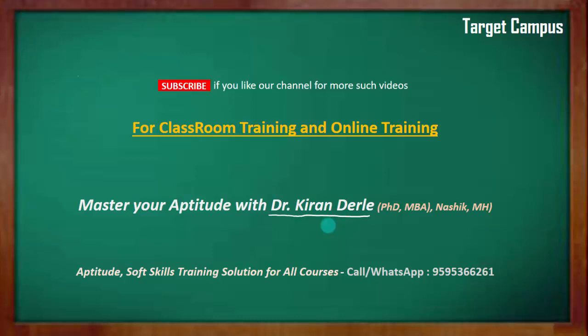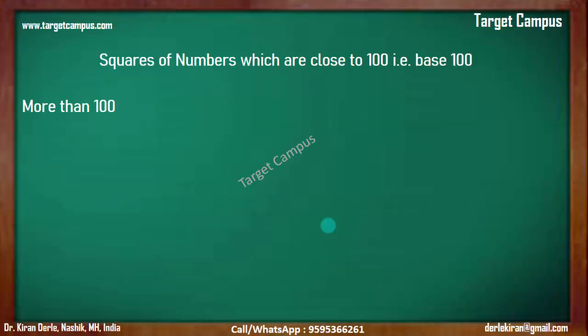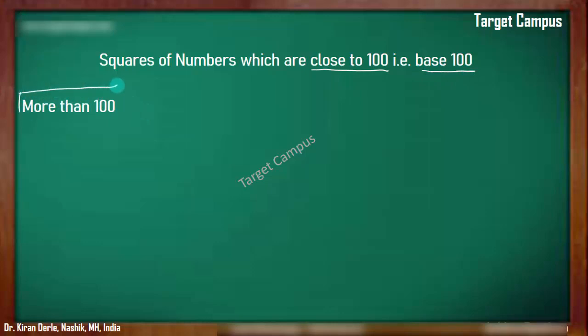In this video we'll see how to calculate squares of numbers which are close to 100 in a fraction of seconds. So let's get started. Squares of numbers which are close to 100, that is when the base is 100. We'll first see numbers which are more than 100 and close to 100.